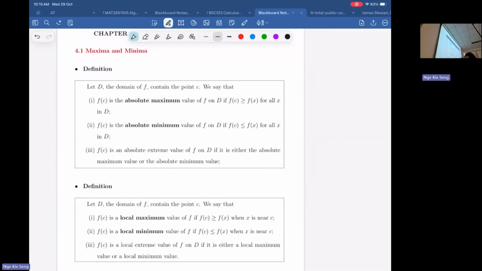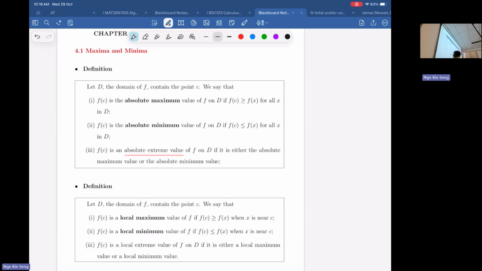Let's look at the absolute one. Absolute is easy to check. If you want to say that f(c) is the absolute maximum value of f on your domain, you just need to make sure that this number is greater than or equal to all the other f(x). Similarly for absolute minimum, you need to check that your f(c) is less than or equal to every f(x). If you are either the absolute maximum value or the absolute minimum value, we call it an absolute extreme value. They are the extremes, either at the top or at the bottom.